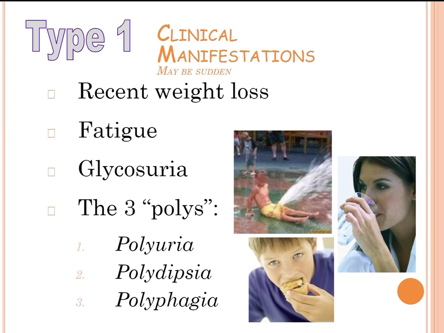Also, a clinical manifestation of type 1 diabetes is glycosuria, which is excess glucose being excreted by the kidneys through the urine.